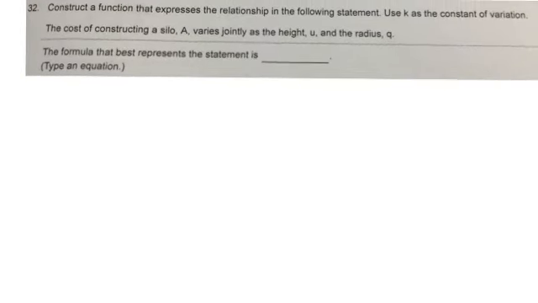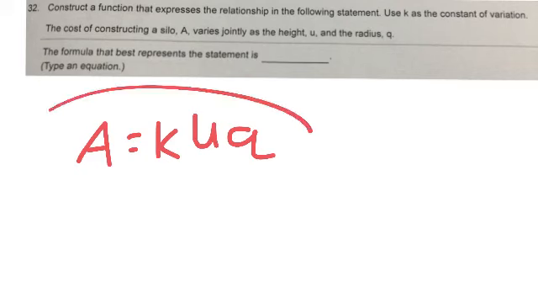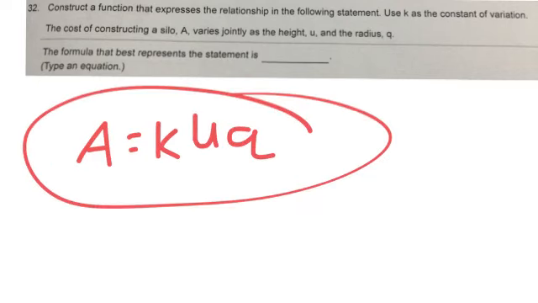Okay, and here's 32. Construct a function that expresses the relationship in the following statement. Use K as the constant of variation. The cost of construction of a silo, A, varies jointly as the height and the radius. So I've got the cost of constructing a silo, A, so that's the cost, varies jointly, so K, as the height, U, and the radius, Q. So that would be my formula. I just have to use the variables they give me. So A is the cost, U is the height, Q is the radius, and it has an understood K in there.